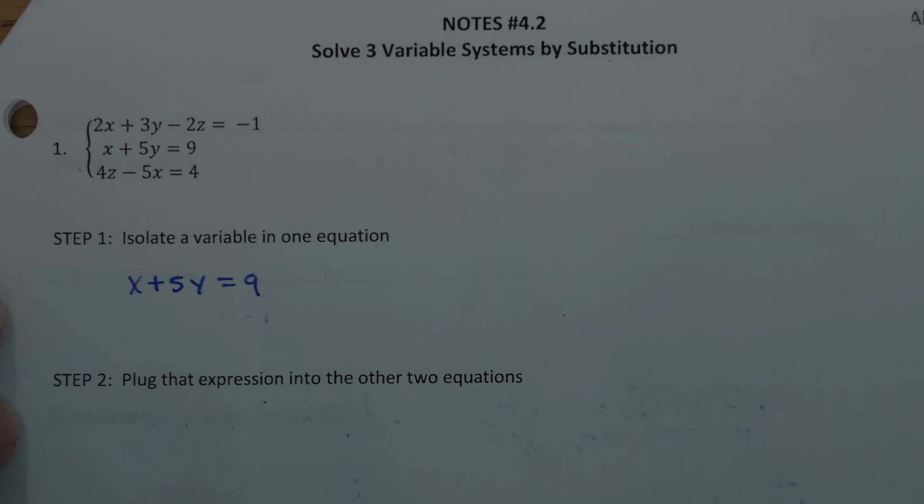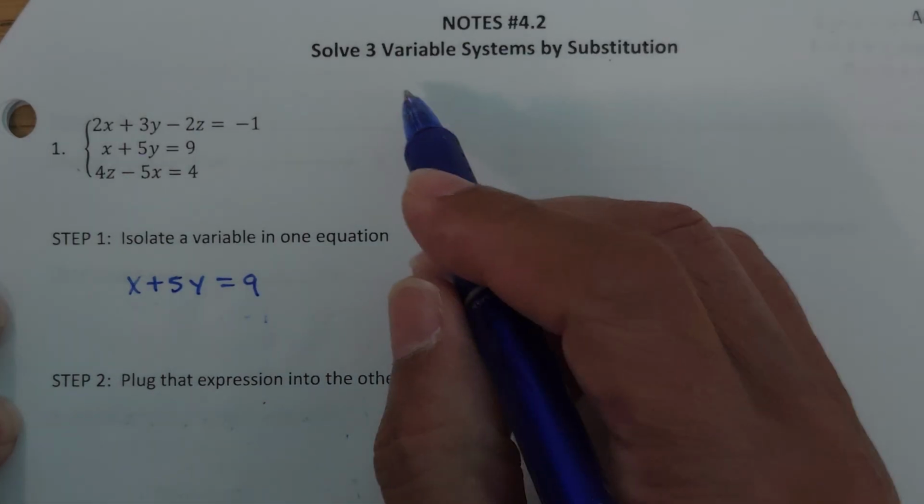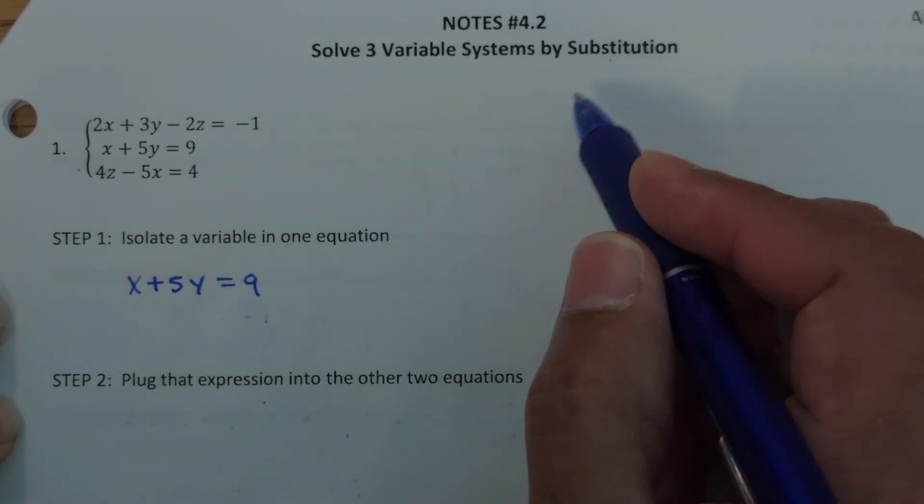In this lesson, you will learn how to solve systems of equations with three variables by substitution.